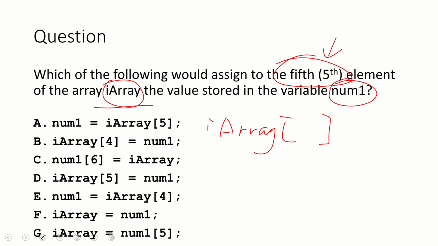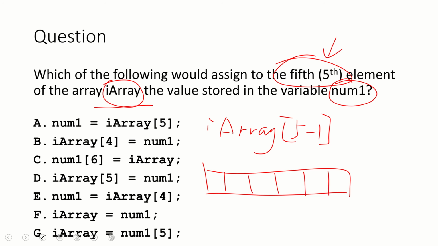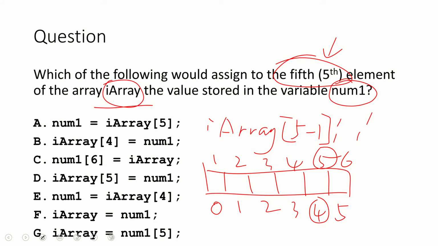Okay, so the fifth element is basically 5 minus 1, right? So what does that mean? For example, in this array we have the sixth element. So it's 1 2 3 4 5 6, but the index we count starts with 0, right? 0 1 2 3 4 5. So element 5 basically matches index 4. Everything you just minus 1, then you get the array index. Then you assign it the array number 1. So what's the answer?